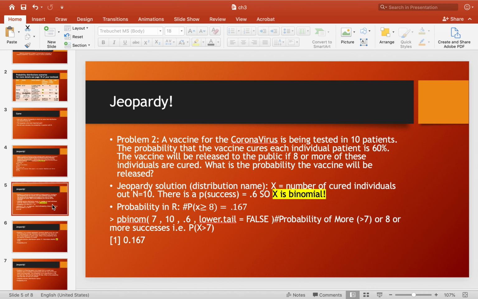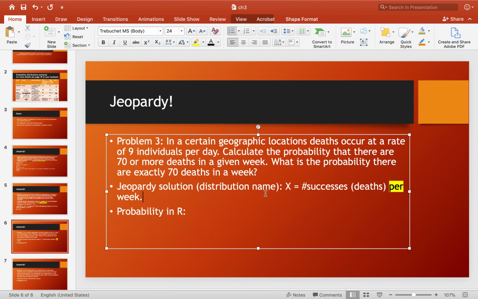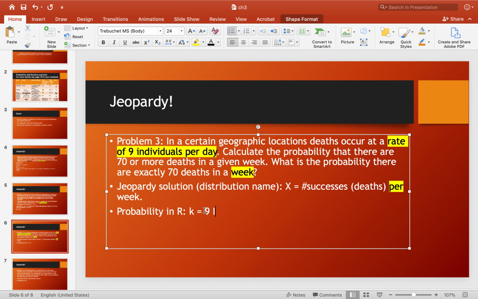Okay, now let's go back to my table, to my slide. Now, I want to emphasize the unit here, week. I'm giving a rate. This is like the average. Like if you were to compute this, you get this by taking an average. This is telling me that K is going to be 9, and I'm going to shorthand this, individuals per day.